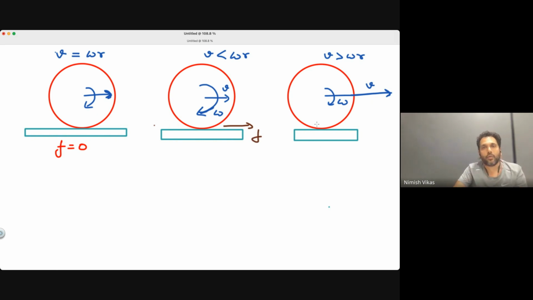Now let us see what had to be done. I wanted velocity to be increased for sure, or not, guys? Velocity was less. I wanted somebody to just help and increase the velocity. Is friction doing that? Yes, it is doing that. I told you the prerequisite.